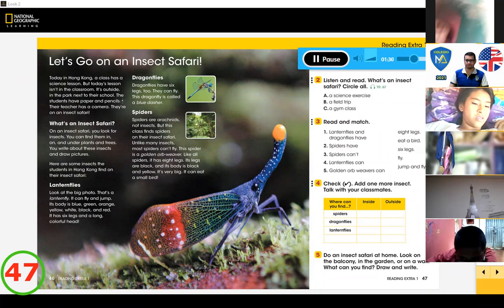Dragonflies. Dragonflies have six legs, too. They can fly. This dragonfly is called a blue dasher.